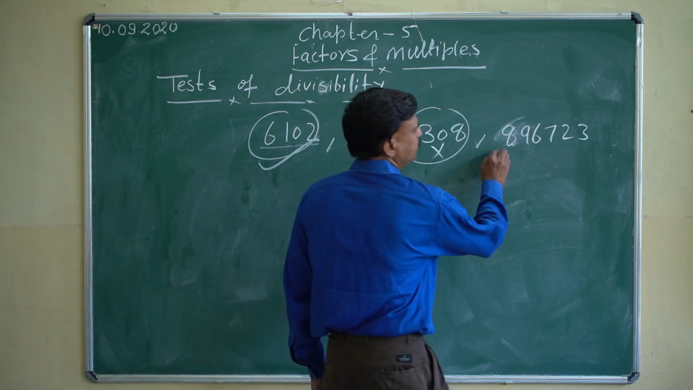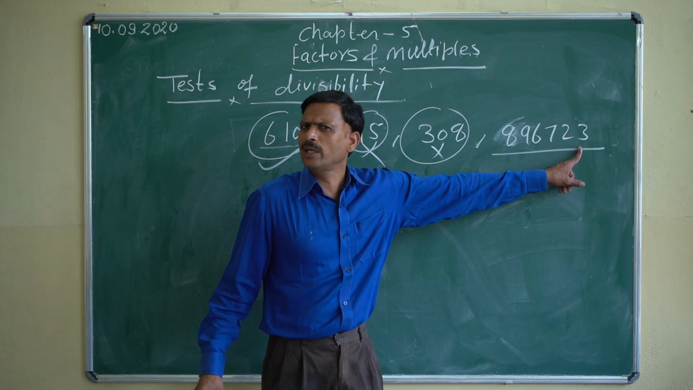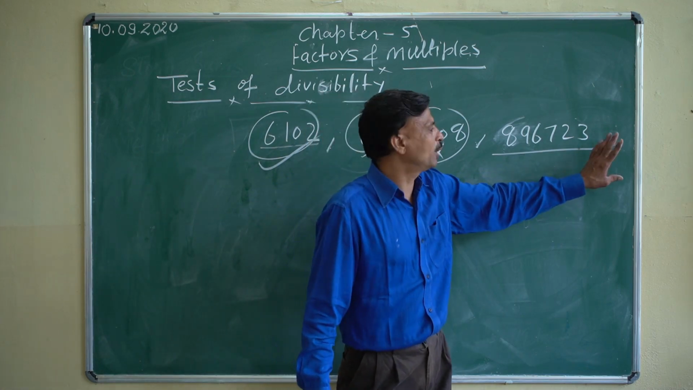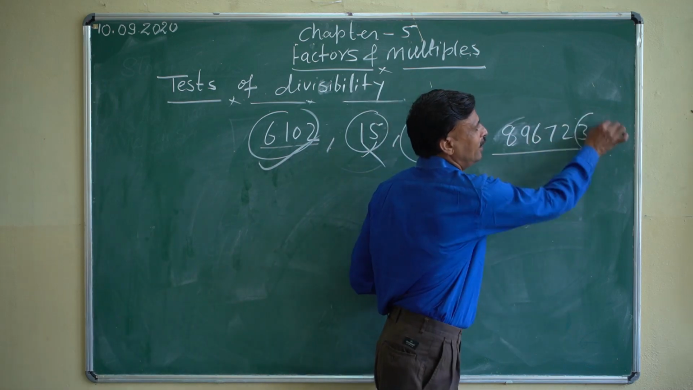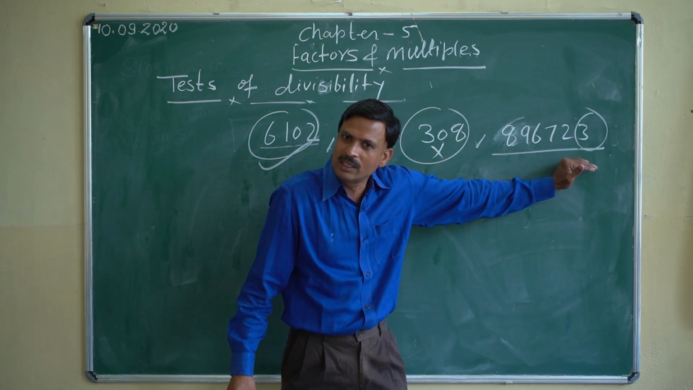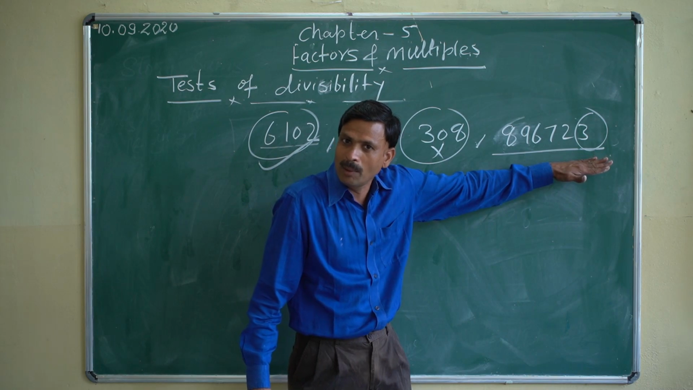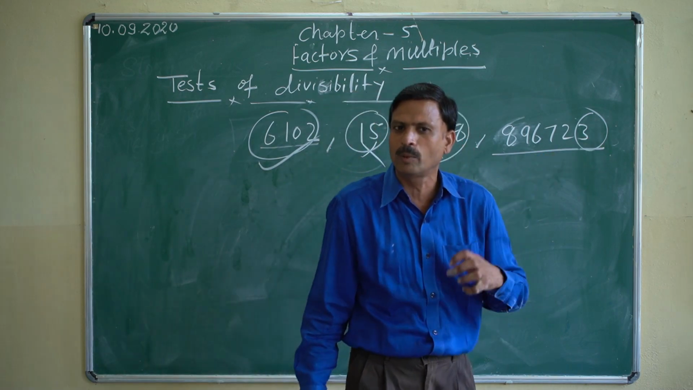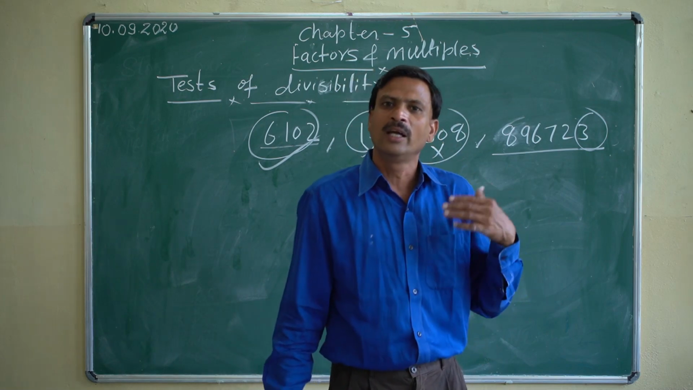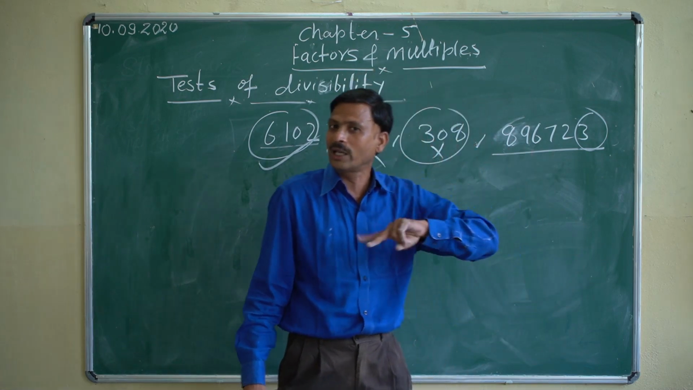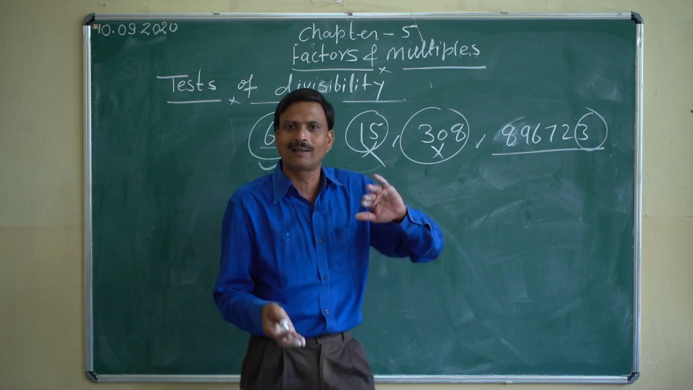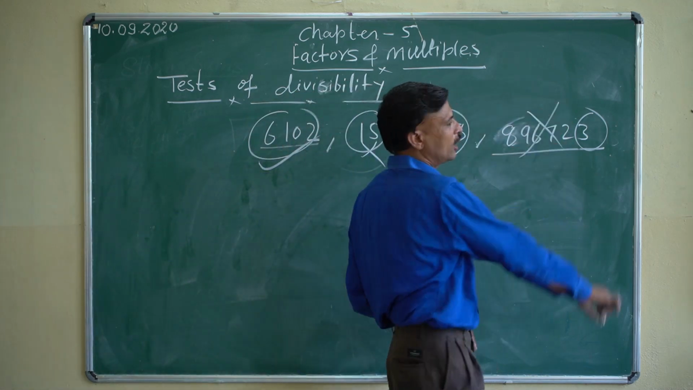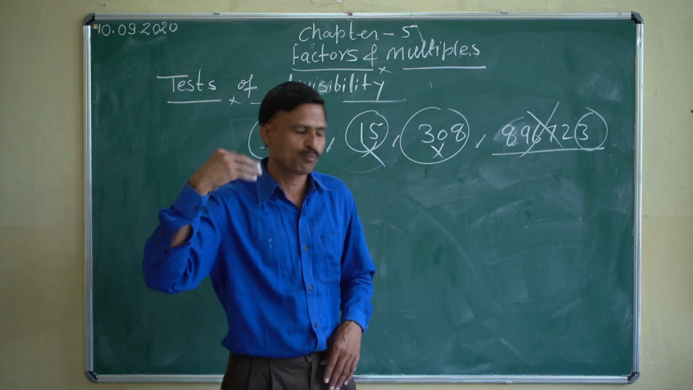Come to the next one. Definitely this number is not divisible by 6. Why? Can you tell me? Yes, because the unit place digit is 3, and since the unit place digit is 3, the number is not divisible by 2. Since the number is not divisible by 2, it is also not divisible by 6, because the divisibility rule of 6 is that the number must be divisible by both numbers, 2 and 3. So it is not divisible by 2, that's why it is also not divisible by 6. Got it? Okay.